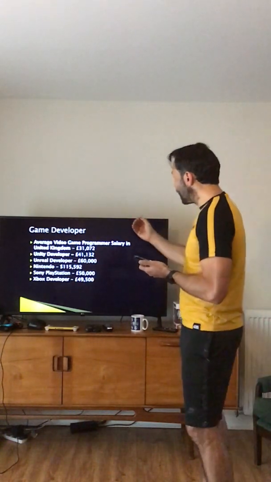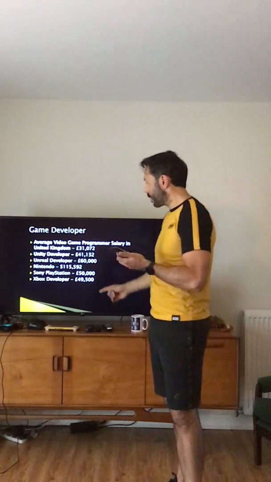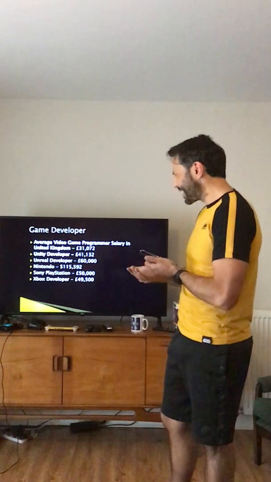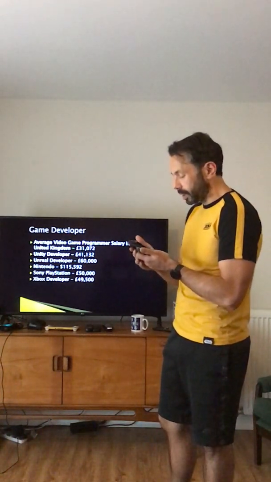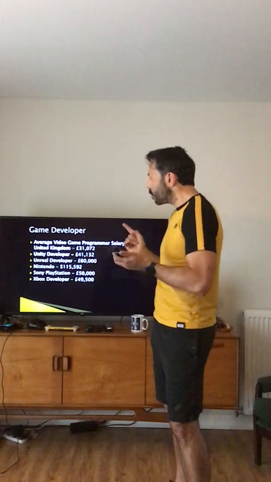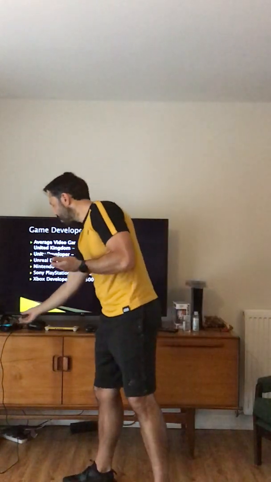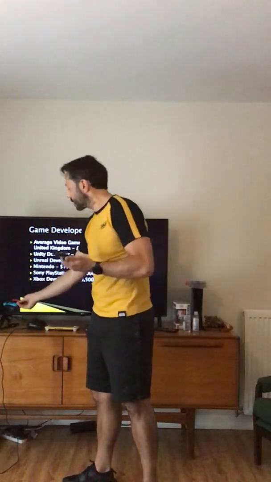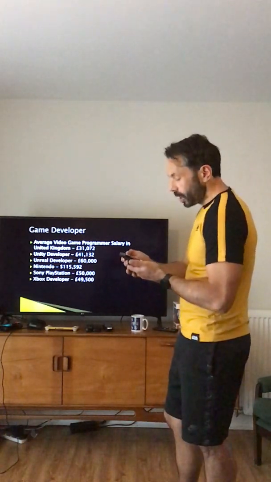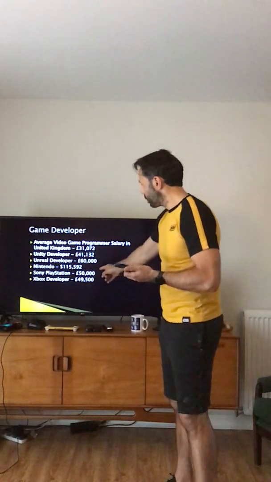So, game developers, the average video game programmer salary in the United Kingdom is about £31,000. Unity developers, 41. Unreal developer, 60, because it's more complex, because there's C++ involved. If you work for Nintendo, you're looking at $115,000 a year. If they manage to survive constantly being sued over their joysticks. But I think they will. They've survived this length of time. Sony PlayStation, £50,000. Xbox developer, it seems to be a £500 pay cut for that.